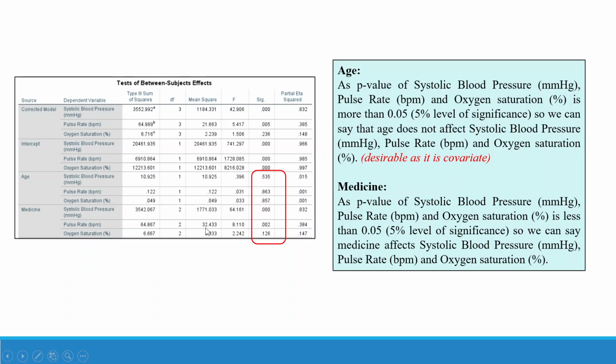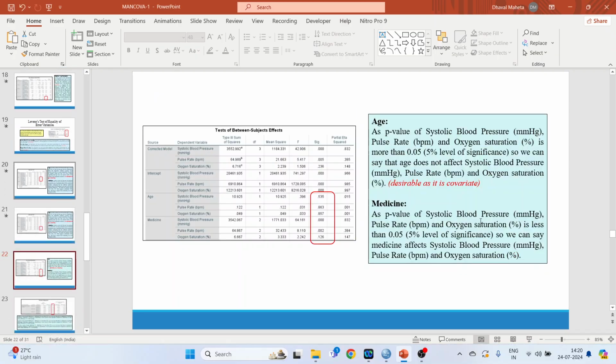Next, medicine. The p-value of systolic blood pressure, see this, less than 0.05. Pulse rate less than 0.05 and oxygen saturation more than 0.05. Now I will have to modify a little bit. Oxygen saturation does not have the p-value less than 0.05. Small change.